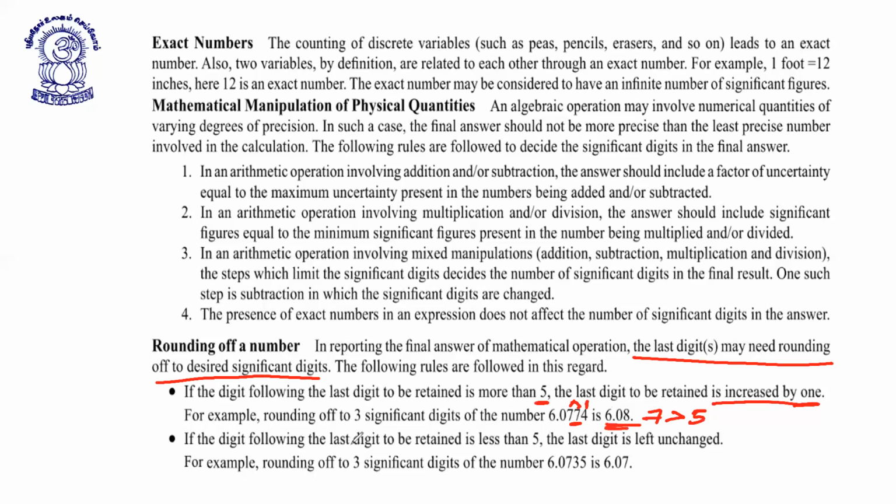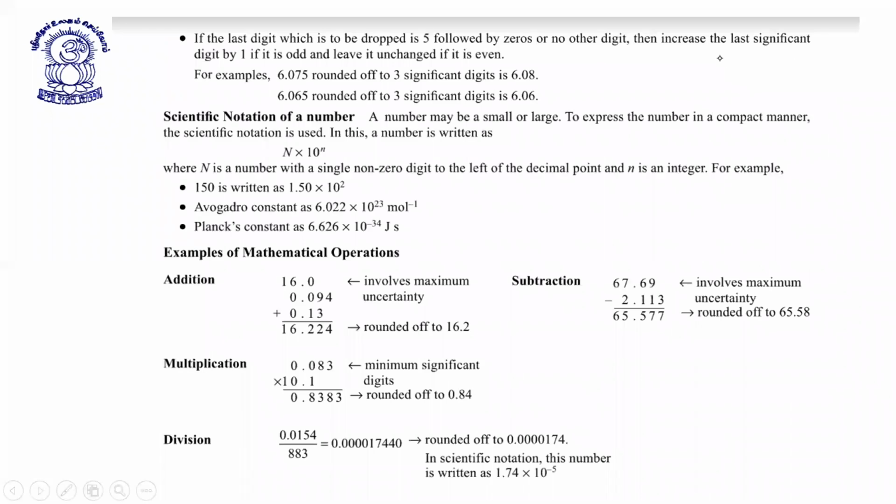Similarly, if the digit following the last digit to be retained is less than 5, the last digit is left unchanged. Very, very important. For example, if you want to round to 3 significant figures for 6.073, then 6.07 is the answer. So it should be written as the same number. It should not be increased by 1. So in this way, we'll do significant figures. So this concept is very, very important.